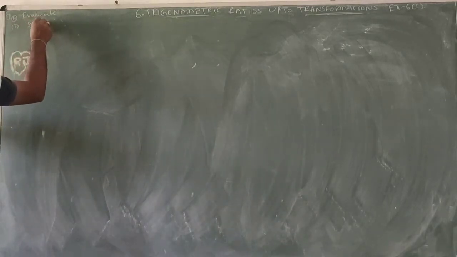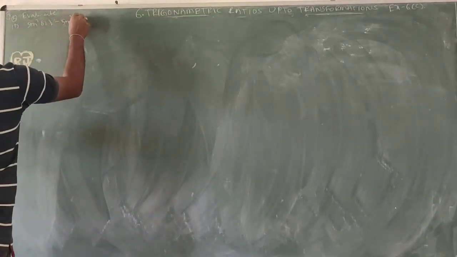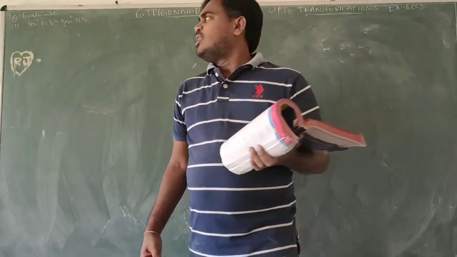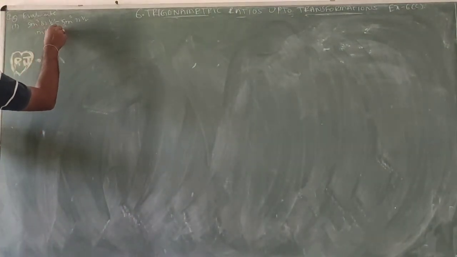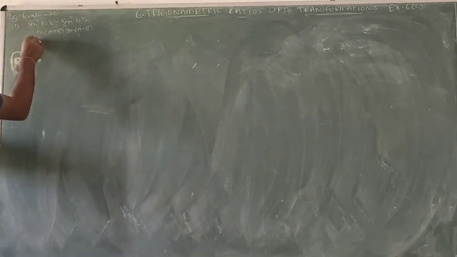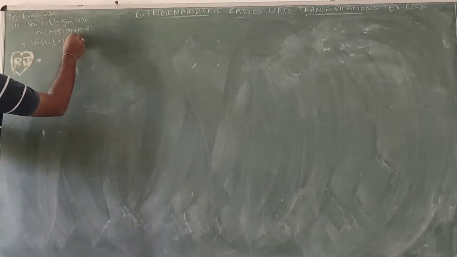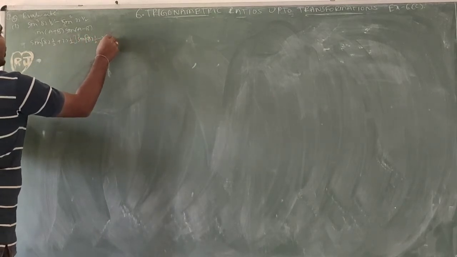Sin square 82 half minus sin square 22 half. Okay, so it is in the formula of sin square a minus sin square b. The formula is sin of a plus b into sin of a minus b. So sin of 82 half plus 22 half into sin of 82 half minus 22 half.